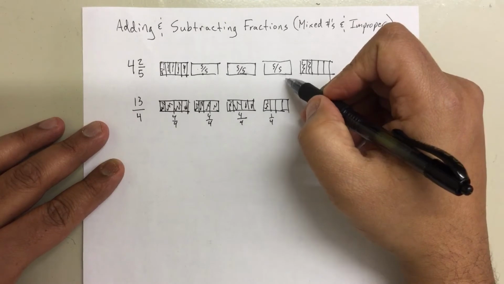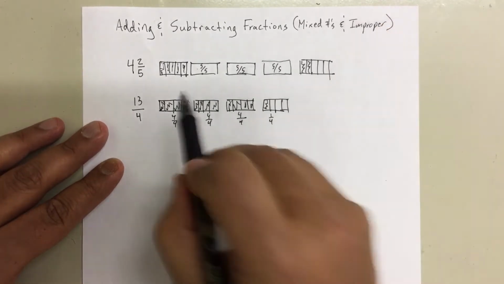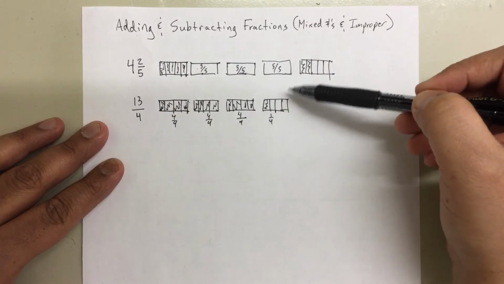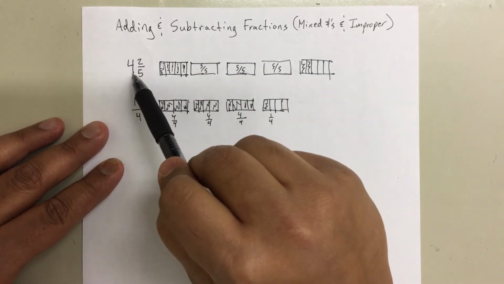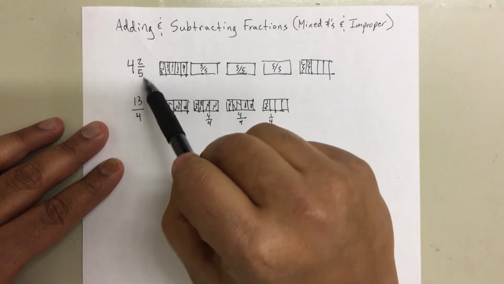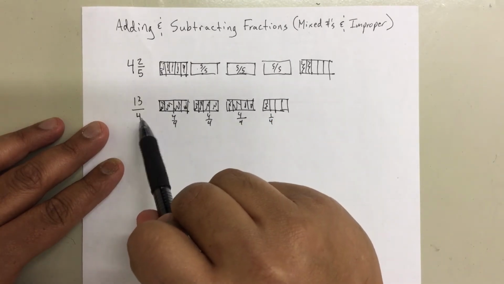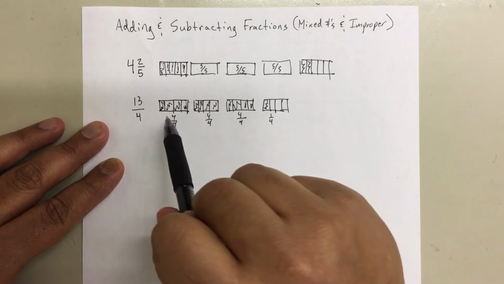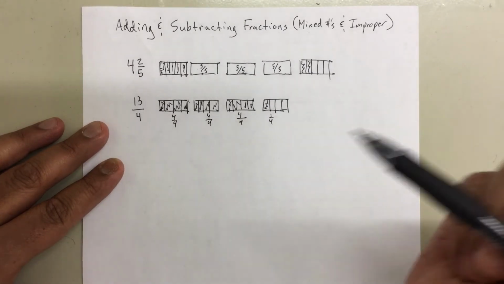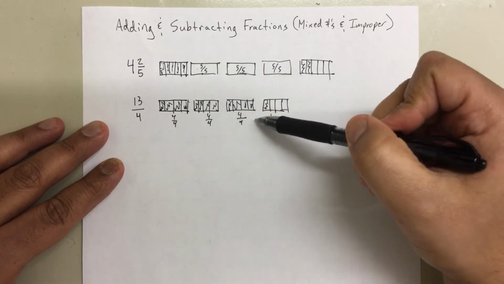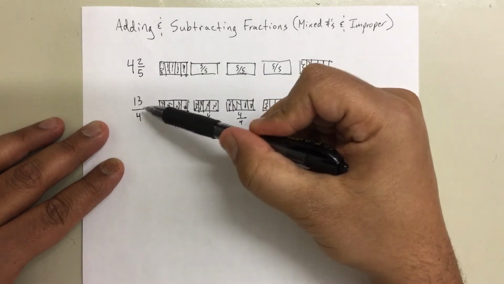Now, what you guys might notice once you start drawing the pictures is that they all have wholes in them, but the difference is this tells me the total wholes and just the leftover fraction, whereas this doesn't tell me any wholes, it just tells me how many total pieces I have. Because they're basically two different ways of saying similar things, you can change from one to the other.